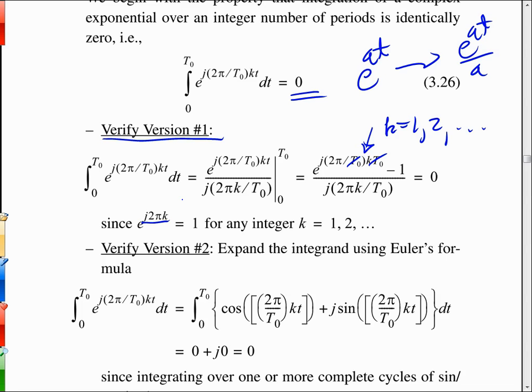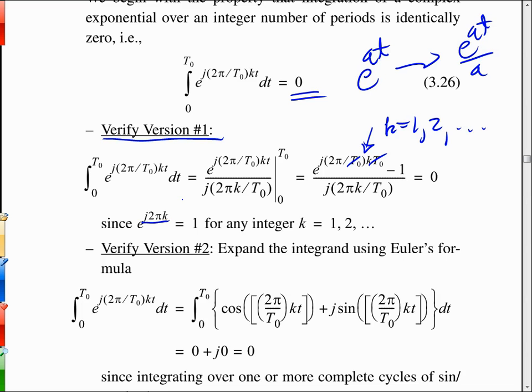Because that's cosine of 2 pi k plus j sine of 2 pi k. Or, it's a mod 2 pi function, so it's just 1. What about k equaling 0? What would we have to do to evaluate that case? We don't really need it at this moment, but we're going to need it in a second.